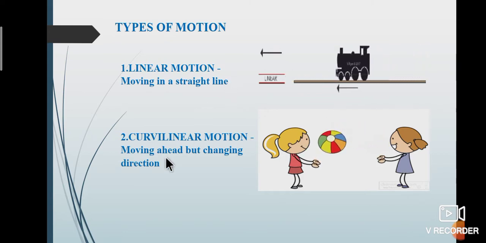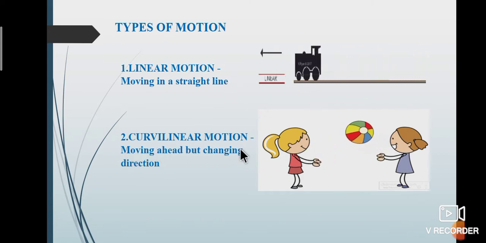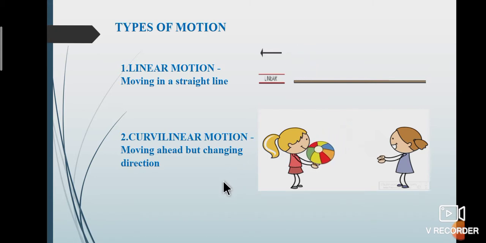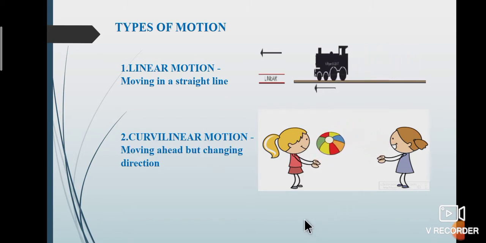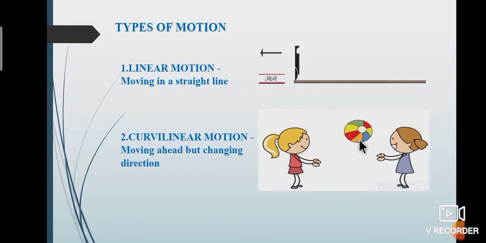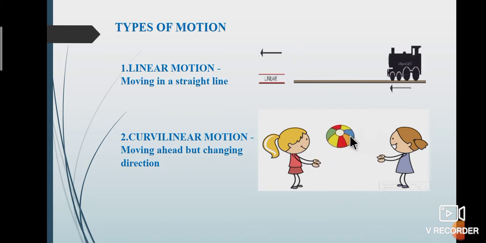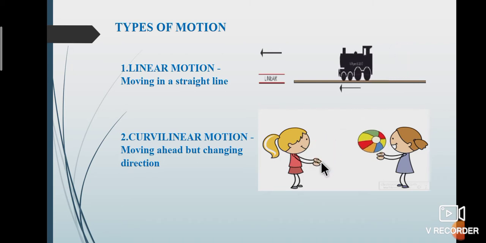Second one is curvilinear motion. The object is moving ahead but changing direction. This type of motion is called curvilinear motion. In this example, a ball is thrown from one person to another person. So the direction of the ball is changed. This is called curvilinear motion.